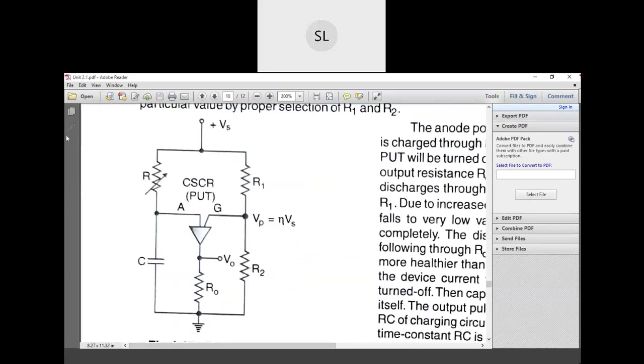What happens when we apply supply voltage across this relaxation oscillator? This is the PUT. There is one mistake here: in the symbol, the cathode has not been drawn. So this is the cathode terminal.